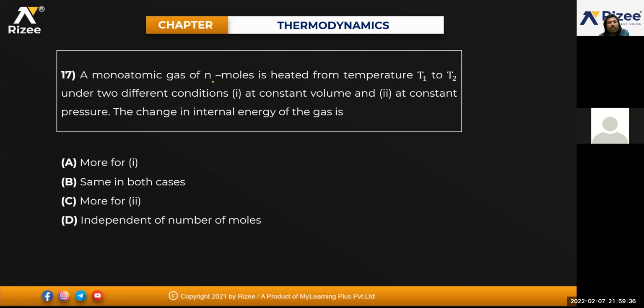Next one. The monatomic gas of N moles is being heated from temperature T1 to T2 under two different conditions. Number one, at constant volume. Number two, at constant pressure. The change in internal energy will be equal to how much?